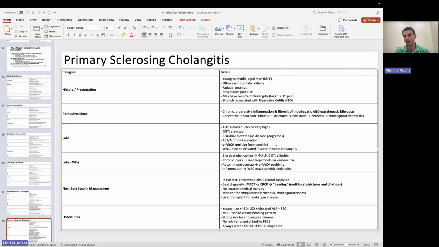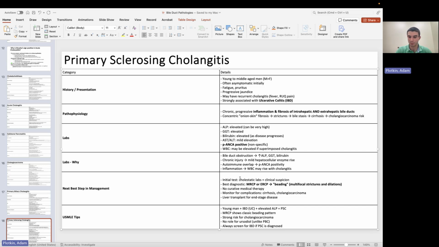Remember, it's non-specific. I'll do a whole lecture on vasculitis. I love talking about the vasculitis, like the small vessel ANCA positive vasculitis. EGPA and MPA right off the top are also P-ANCA positive. So we can't just say, oh, it's P-ANCA positive, it's got to be PSC, right? Other things can be P-ANCA positive. And the white blood cells may be elevated if we have cholangitis.